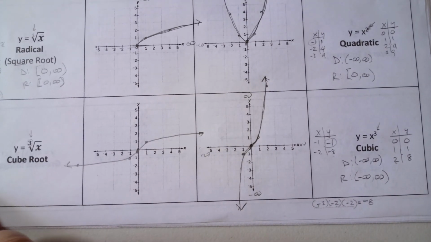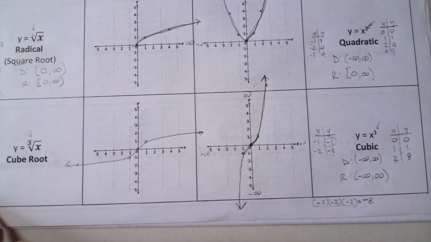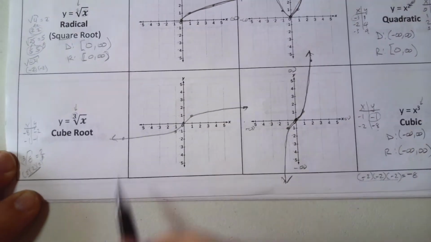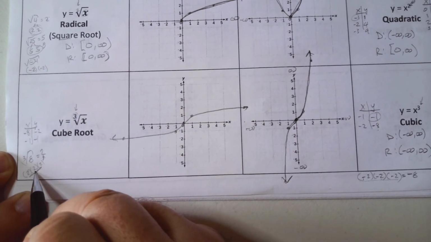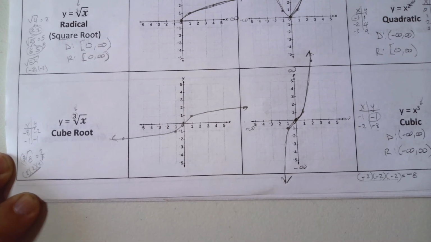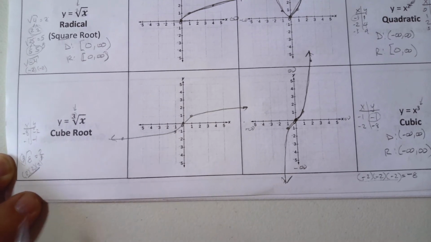For example, cube root of 8 is 2, because 8 is made up of 2 times 2 times 2. There's 3 of those. I'm sorry, 2 times 2 is 4, times 2 is 8. Once I have 3 of a kind, I take it out. That's how roots work.